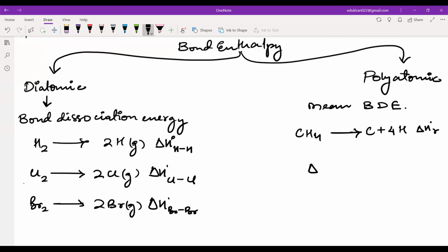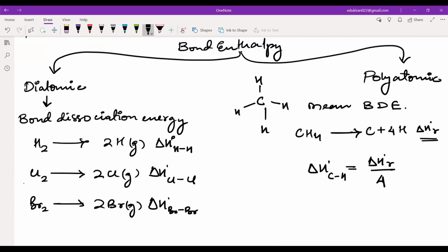Now to write the enthalpy of the C-H bond, we write that it is equal to delta H naught R divided by 4, because we have 4 moles of C-H bond in 1 mole of methane. When we are breaking 1 mole of methane molecules, we are in fact breaking 4 moles of C-H bond, so we divide the enthalpy of reaction from methane to carbon and 4 hydrogen by 4 to get the mean bond dissociation enthalpy. Is that understood, guys? Yes or no? Tell me.